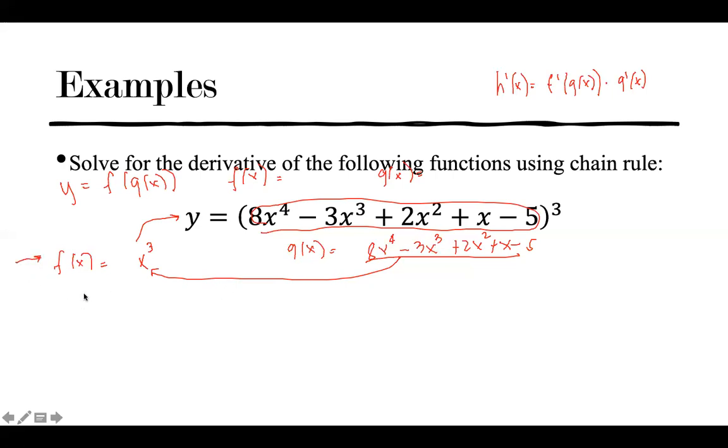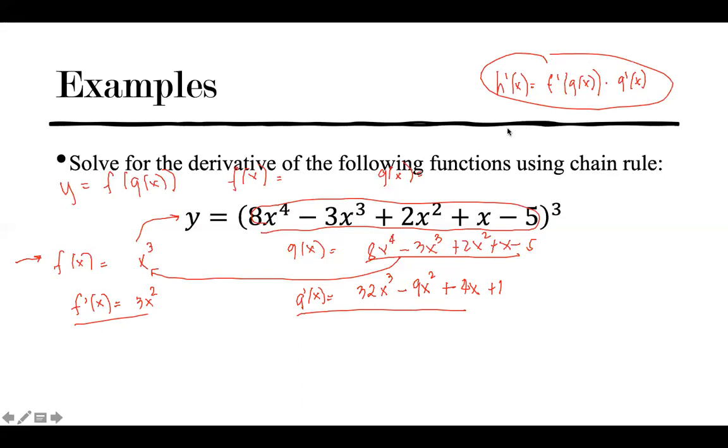So to continue, we solve for f prime of x. And I think you'll agree with me that its derivative is 3x squared. And the derivative g prime of x is equal to 8 times 4, 32x cubed minus 9x squared plus 4x plus 1, and it's minus 0, and it is still 0. So these are the information we need in order for us to apply this formula.